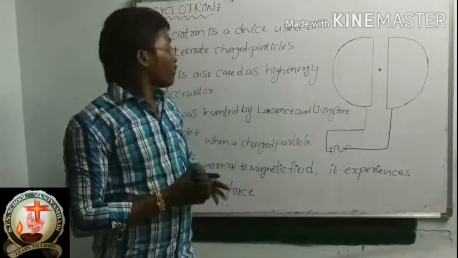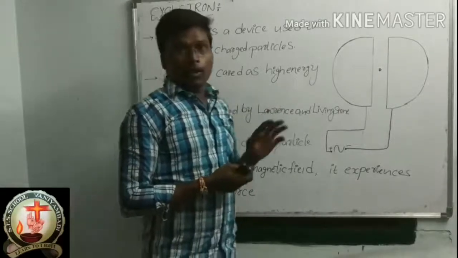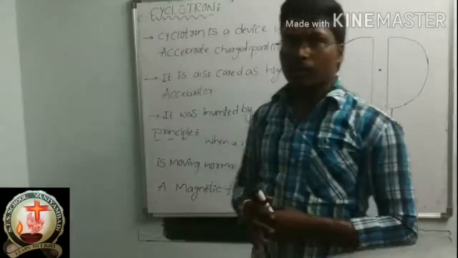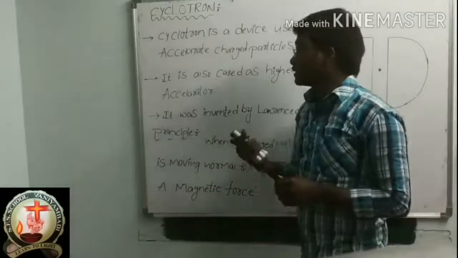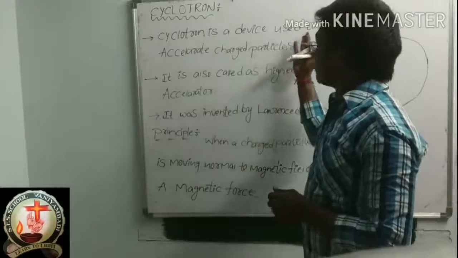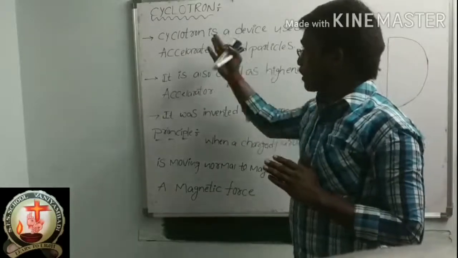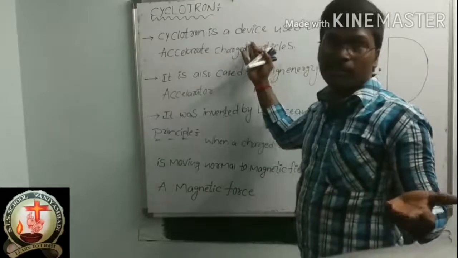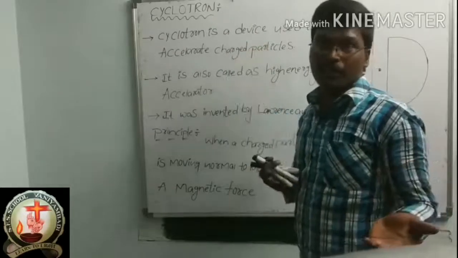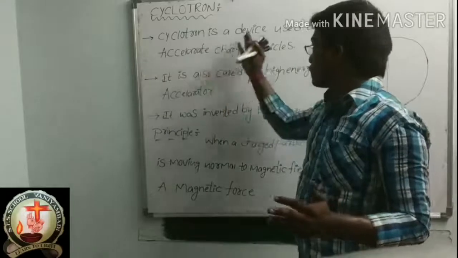Okay. So now our topic is cyclotron. We will discuss this topic. The first point about the cyclotron is, what is that? A cyclotron is a device used to accelerate charged particles. So the cyclotron is nothing but a device, a machine.